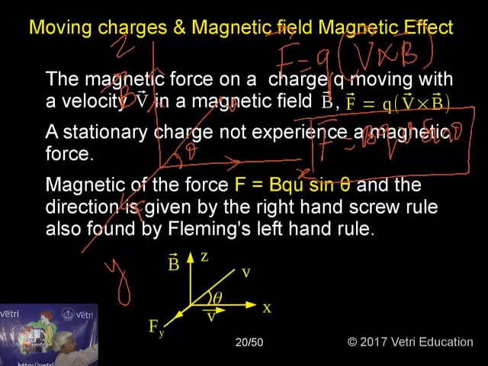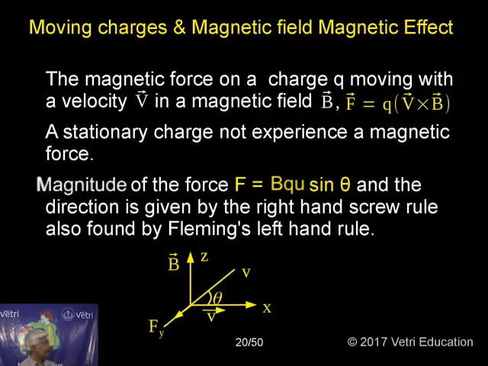So be careful. This is given in this chart. The magnetic force: a stationary charge does not experience a magnetic force. The magnitude of the force, F is equal to B Q V sin theta. This is the magnitude of the force. And the direction is given by the right hand screw rule, also found by Fleming's left hand rule. Don't forget the right hand screw rule.